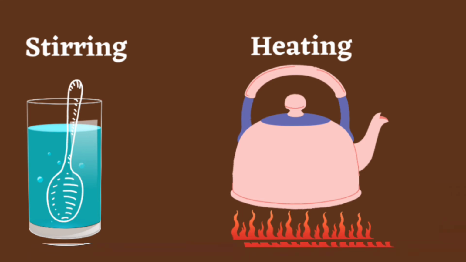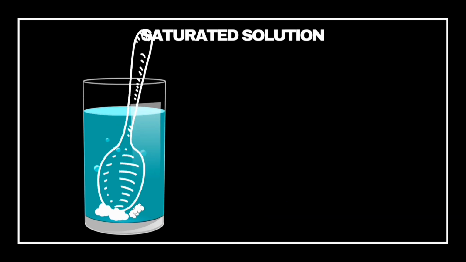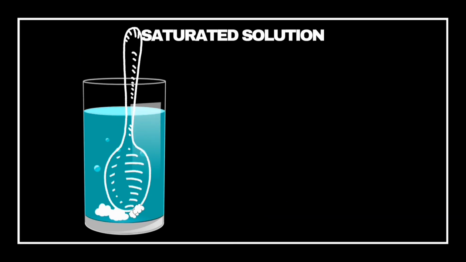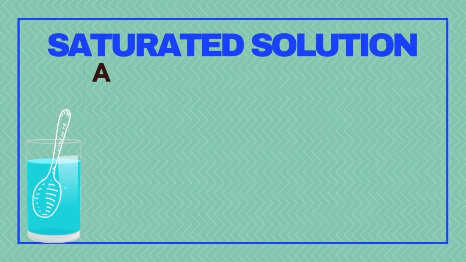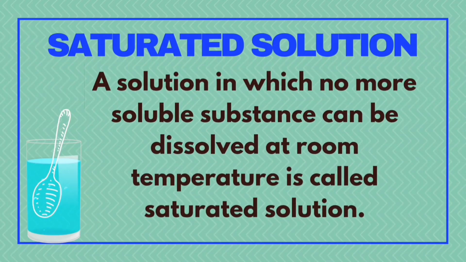Keep adding spoonfuls of sugar in a glass of water and stir the solution every time. After some time, you will notice sugar grains at the bottom of the glass. This shows that no more sugar can be dissolved, and we say that the solution is a saturated solution. A solution in which no more soluble substance can be dissolved at room temperature is called a saturated solution.